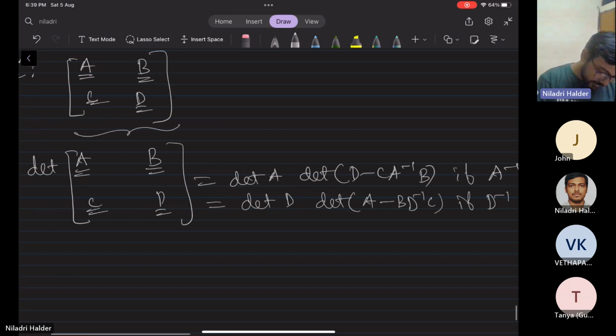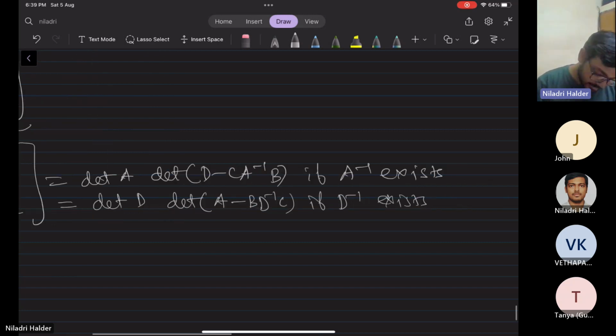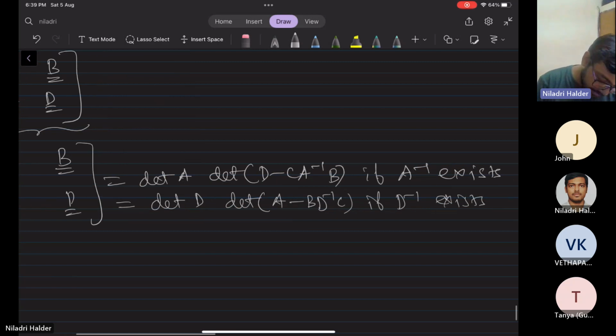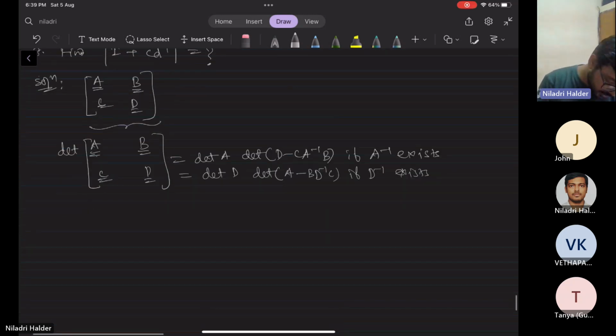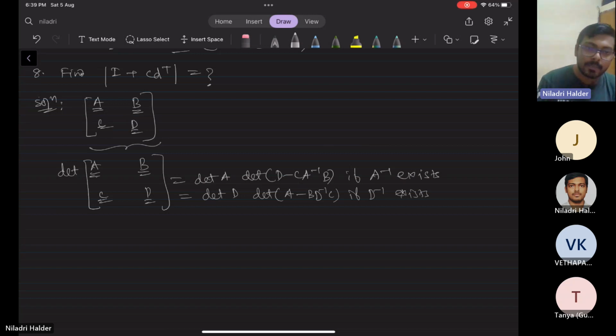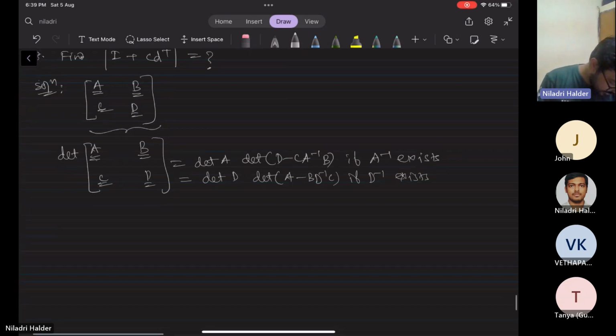So if A inverse exists, then the determinant of this equals determinant of A multiplied with determinant of D minus C A inverse B. And if D inverse exists, that means if D is invertible, then that determinant equals determinant of D multiplied with determinant of A minus B D inverse C. The proof of these two formulas I will not show. You can check in one book, Carl Meyer, there you can check. So these are the two formulas. We will use them to find the determinant of I plus CD transpose. So it is very helpful.